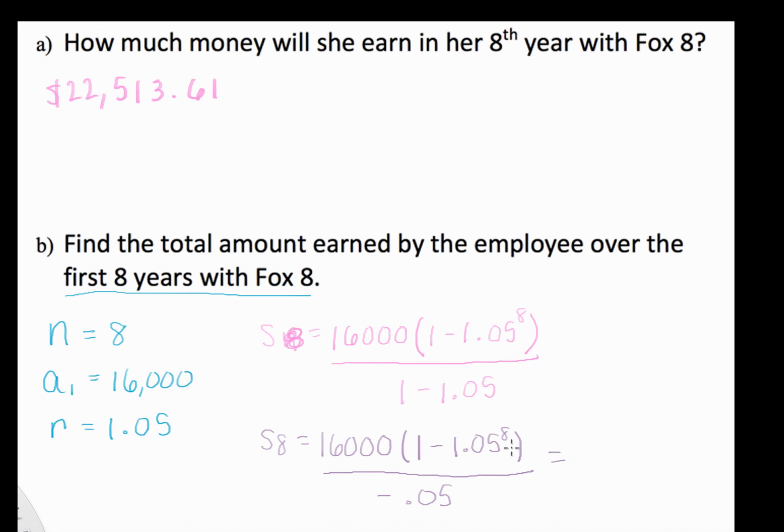But if you put this part in your calculator first, multiply that by 16,000, and then divide the entire thing by negative 0.05, you should have gotten $152,785.74, maybe 75, depending on how your calculator rounded it. So that's how much money she would earn over the first 8 years with Fox 8.